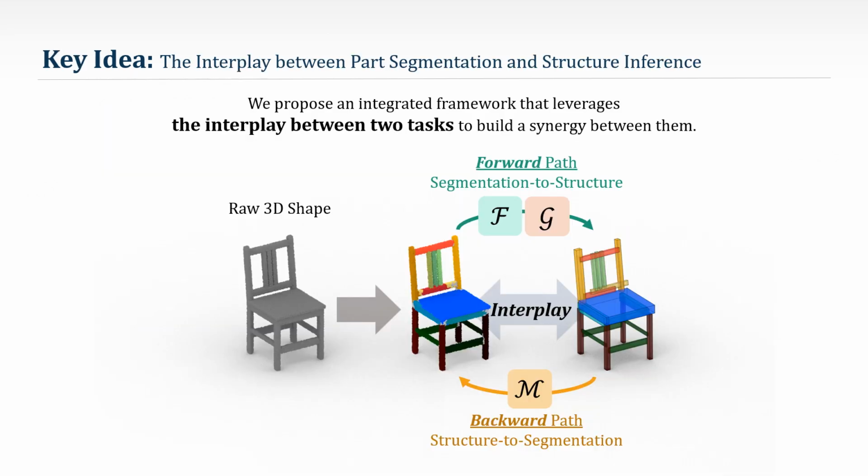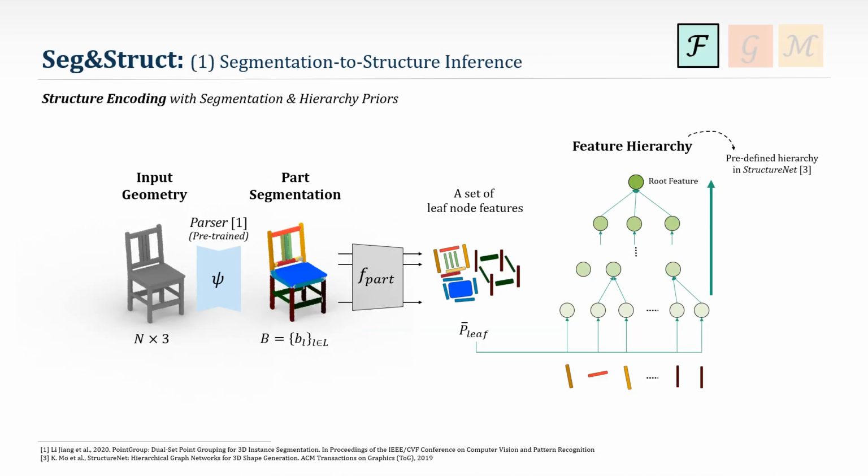To overcome these challenges, we propose Seg&Struct, a supervised learning framework leveraging the interplay between part segmentation and structure inference. By helping each other, our key idea is to build a synergy between two tasks in an integrated framework in a bi-directional way. In the first stage, we perform segmentation-driven structure inference. We first parse an input geometry into part segments, using a pre-trained segmentation network, and encode them as a set of leaf node features.